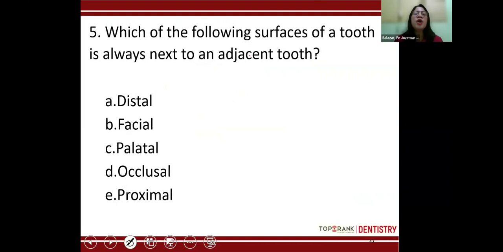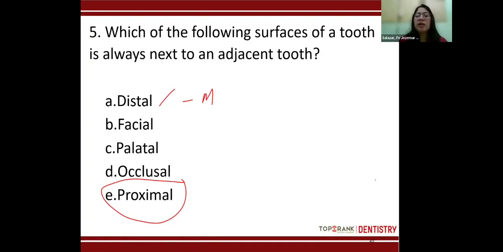Okay, number 5. Which of the following surfaces of a tooth is always next to an adjacent tooth? Distal. So, pwede. Always next daw eh. Pero, hindi naman kasi distal ang katapat niya mesial, di ba? Facial, wala namang adjacent sa facial. Palatal, wala rin. Occlusal, lalo na. Yes, proximal surfaces are always next to an adjacent tooth. Okay, so number 5, the correct answer is proximal.